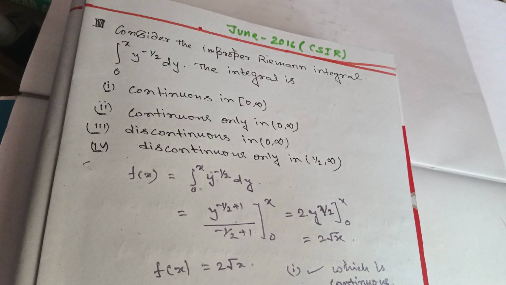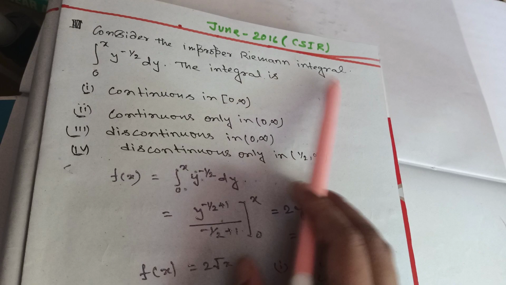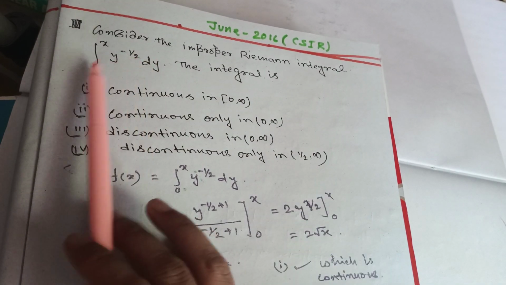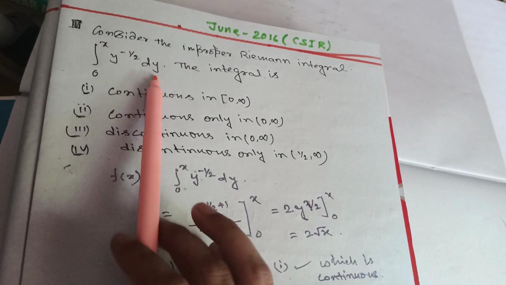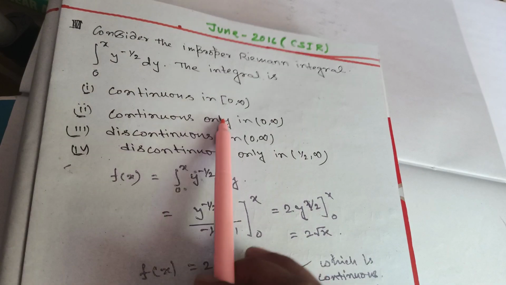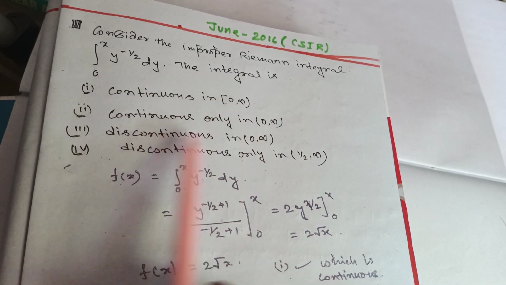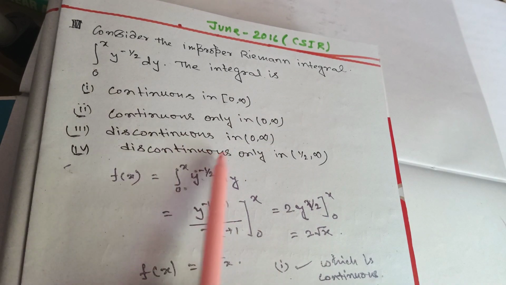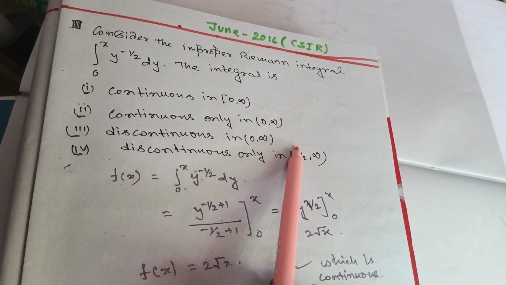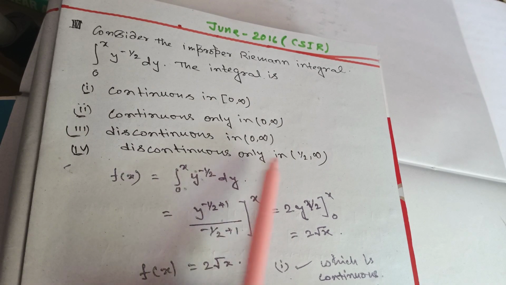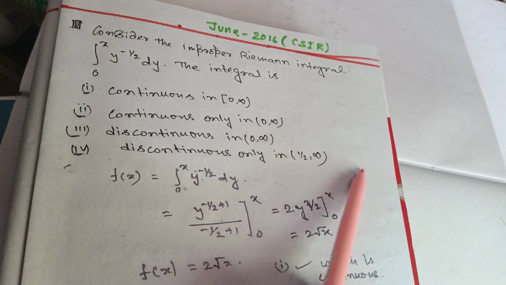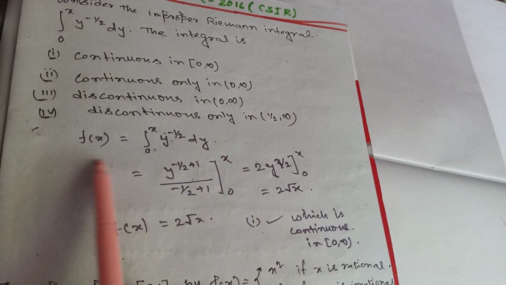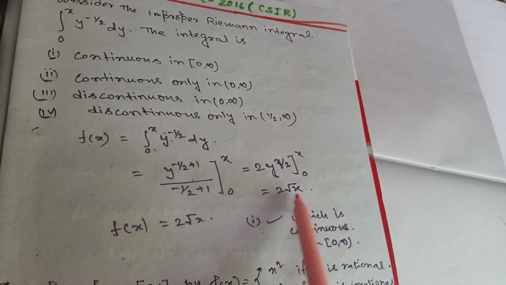Now the second question, June 2016 CSIR. The question says to consider the improper Riemann integral from 0 to infinity, the integral from 0 to x of y to the power minus 1 by 2 dy. The options: the integral is continuous in closed 0 open infinity; continuous only in open 0 to infinity; discontinuous in the open interval 0 to infinity; and fourth, discontinuity only in open half to infinity. So first we solve f(x) and we get 2 root x.